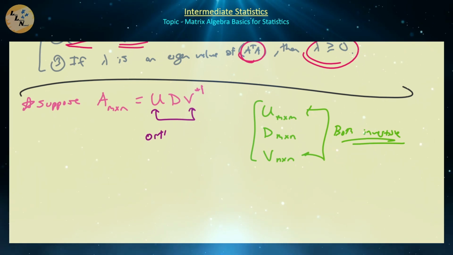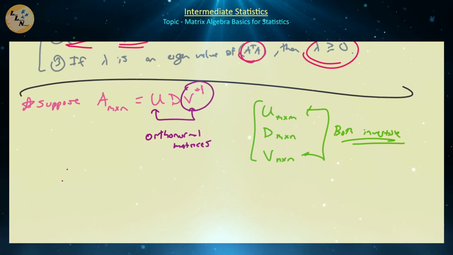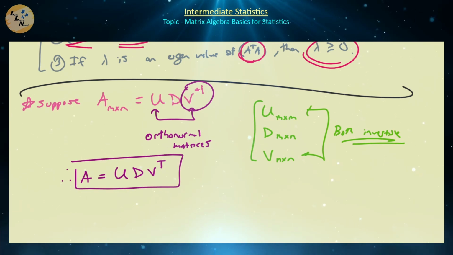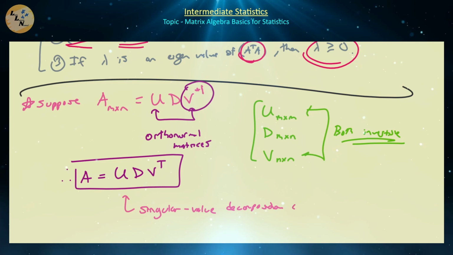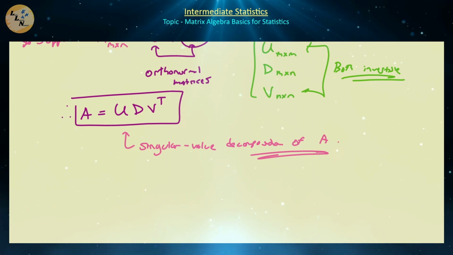We're going to force these to be orthonormal matrices. If these are both orthonormal matrices, the inverse of V is actually just its transpose, and we can say A is equal to U D V transpose. And we call this the singular value decomposition of A, and one can prove that all matrices have a singular value decomposition. So what exactly are the columns in U? What exactly are the columns in V? And what exactly is located in this diagonal matrix D?